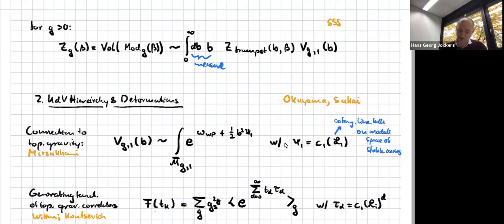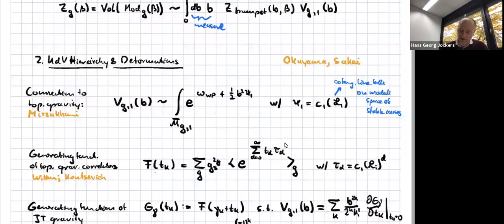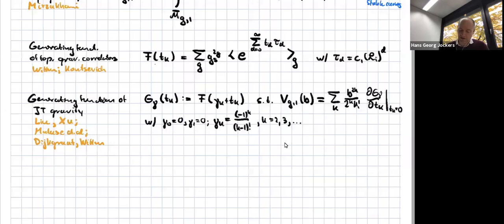But what I would like to stress here is that this is not just any function, but a particular function. This has been noted by Witten and Kontsevich. It solves what is called the KdV hierarchy. So what's the KdV hierarchy?